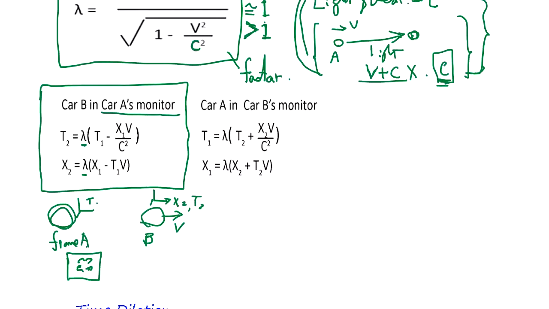Okay, so frame A has x1 and t1 in his world. Here's a clock, that x1, and anything else inside frame B is going to be shown on the monitor. And in the monitor, all the actual coordinates and time are calculated from t1 and x1.